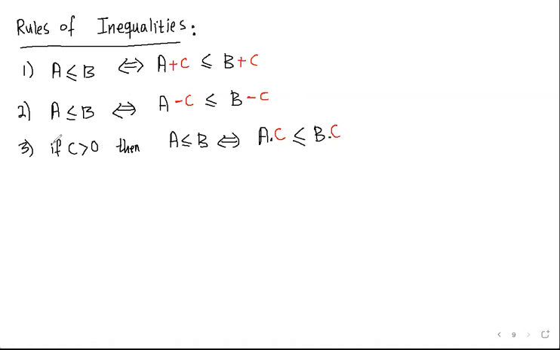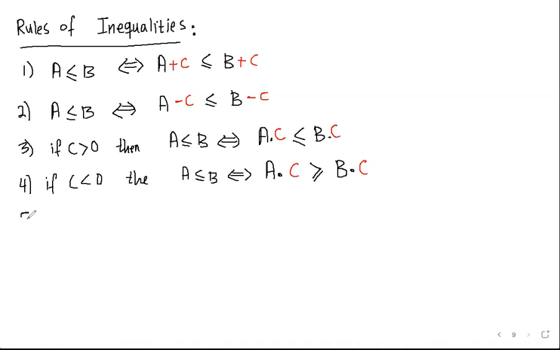What if the number is negative? If C is negative, then A less than B is equivalent to another inequality, but here the sign for less than, we reverse it to greater than or equal. This is the difference. A times C is greater than B times C, if the number is negative.